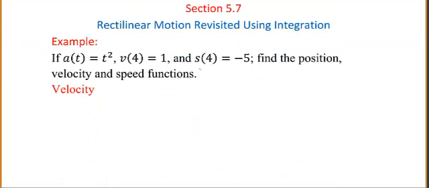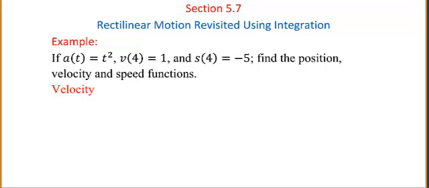Okay, all right, well, now let's go in the reverse order. Let's suppose that we know the acceleration, and we know that the velocity at time t is equal to 4 is 1, and the position at time t is equal to 4 is negative 5. Let's find the position, velocity, and speed functions.